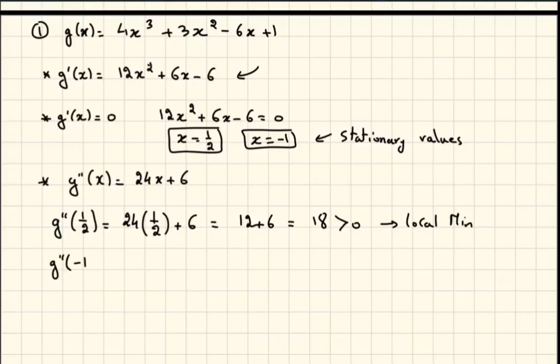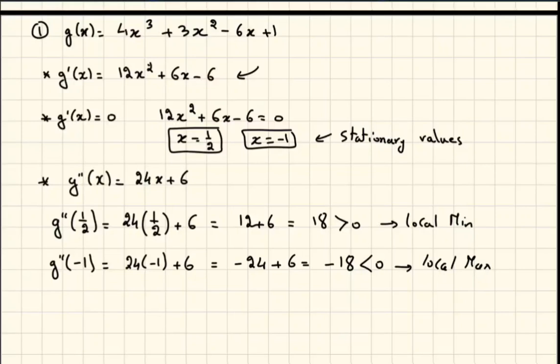Now we replace negative 1: 24 multiplied by negative 1 plus 6, and we get minus 24 plus 6, which is negative 18. It's negative, so I conclude we have a local maximum. If you want to find the full point, then you replace x equals half in g of x, and x equals negative 1 in g of x.